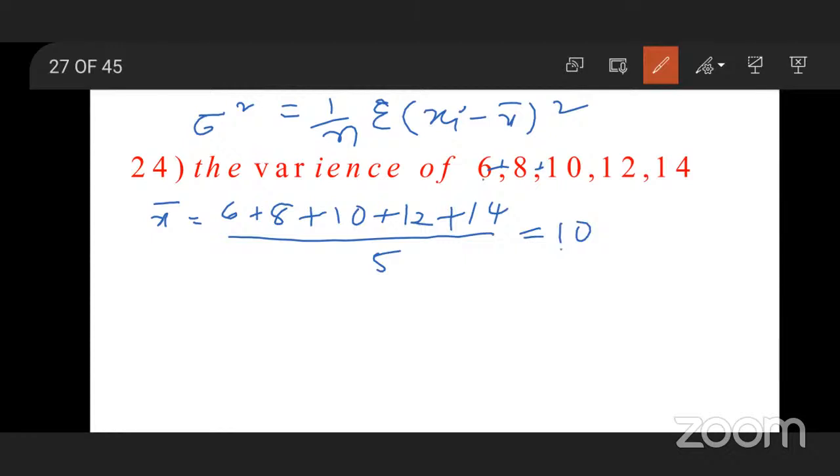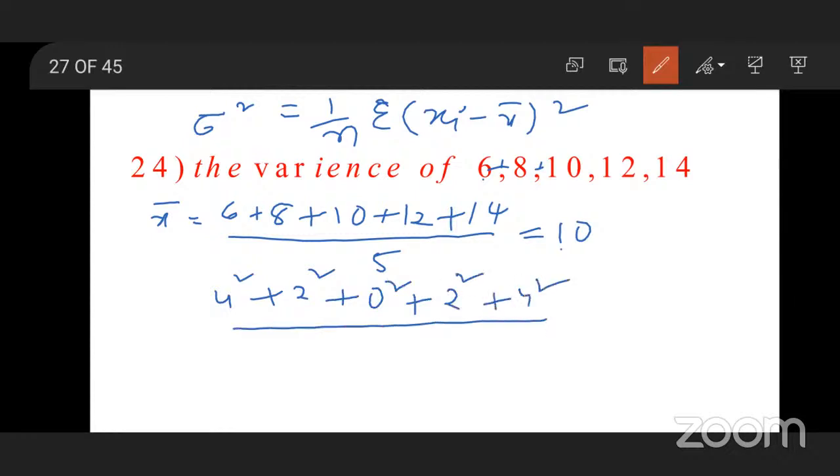10 minus 6, 4, 4 square, plus 10 minus 8, 2, 2 square. Next, 10 minus 10, 0 square. Next, 10 minus 12, 2 square. 10 minus 14, 4 square. Total number of items is 5 only. 4 square value 16. 16 plus 4 is equal to 20. 20 plus 4, 24. 24 plus 16 is equal to 40. 40 by 5 is equal to 8, which is our correct solution of the variance.